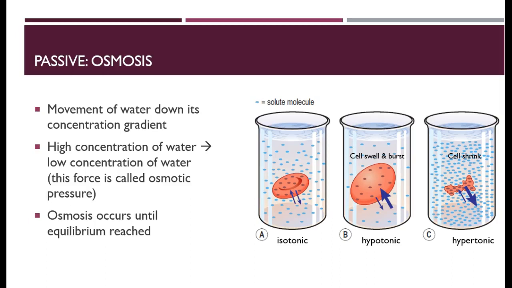Osmosis refers specifically to the diffusion of water down its concentration gradient. This is usually because any other molecules present are too large to pass through the pores in the membrane. The force with which this occurs is called the osmotic pressure.